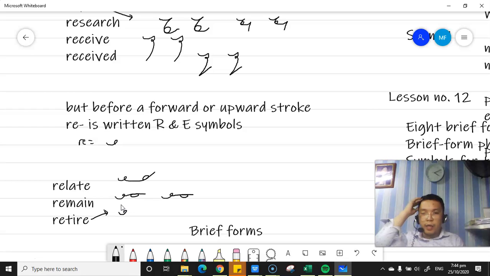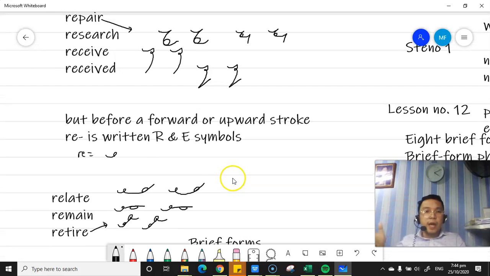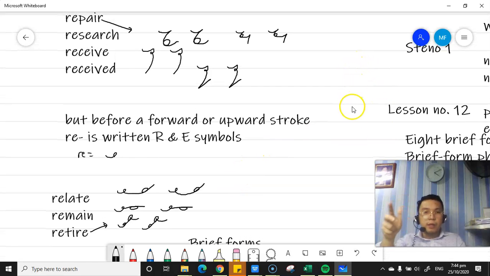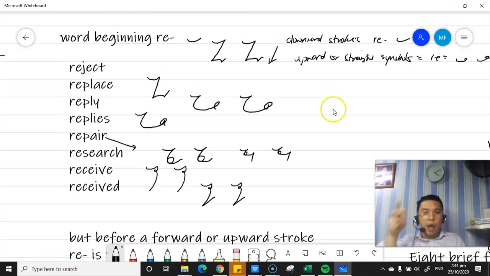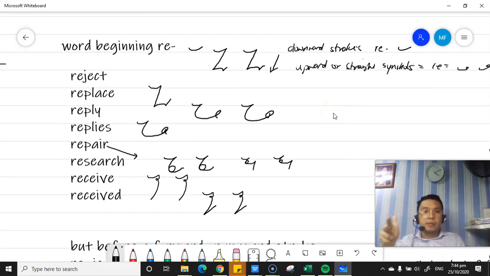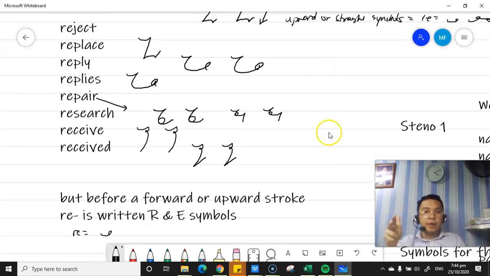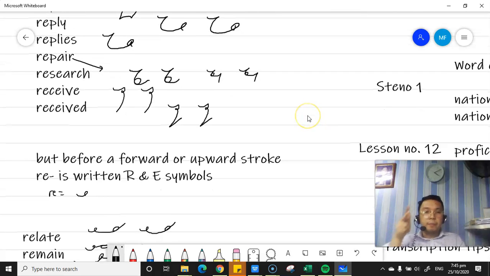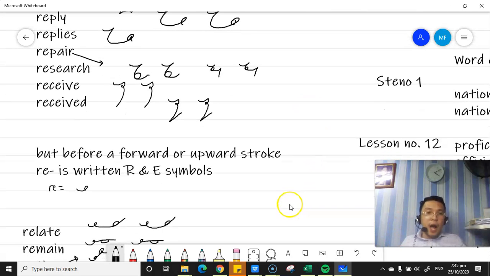Then retire. R-E-T-I-R for retire. Relate, I will write it again. R-E-L-A-T for relate. Okay, the word beginning re is represented by an R symbol. So it is written just R pag pababa ang strokes, downward pa. However, we are going to represent the word beginning re as RE kapag pataas ang strokes.